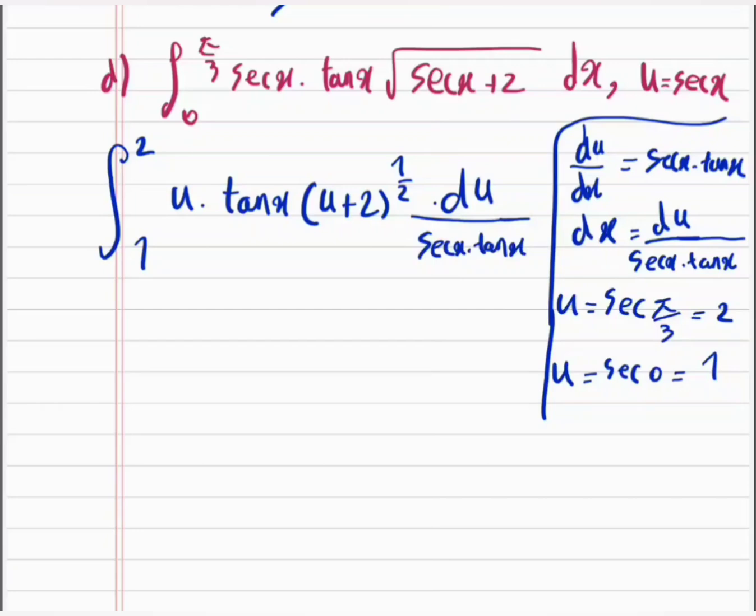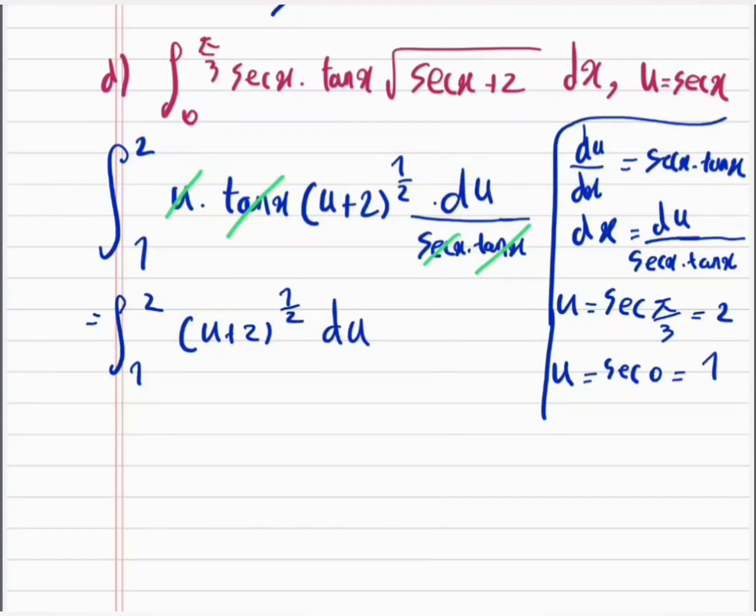Okay, so now we have everything to solve this integral. First of all, note that we have tan x here, and that cancels out with this tan x. On the other hand, we have sec x here, but that simplifies to u, since sec x is u according to the substitution. So that also cancels out with this u. So we'll simply be left with u plus 2 to the power half du. That's all we have now.